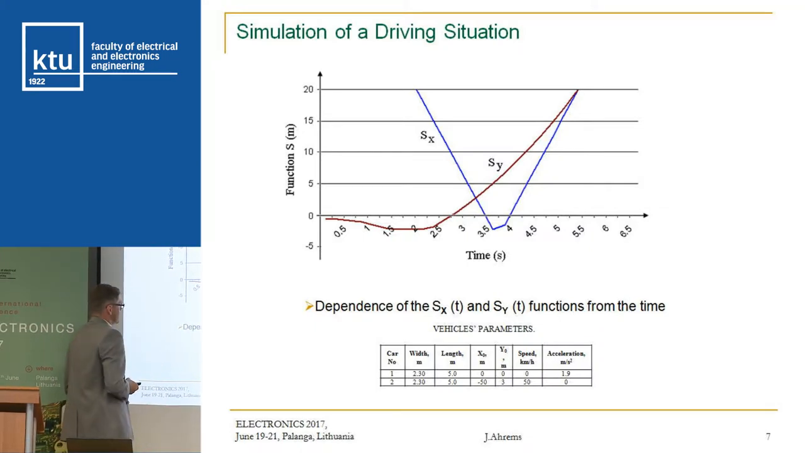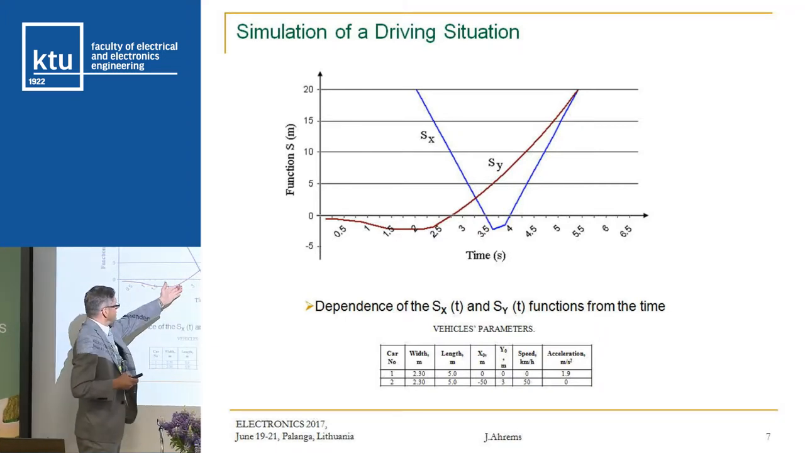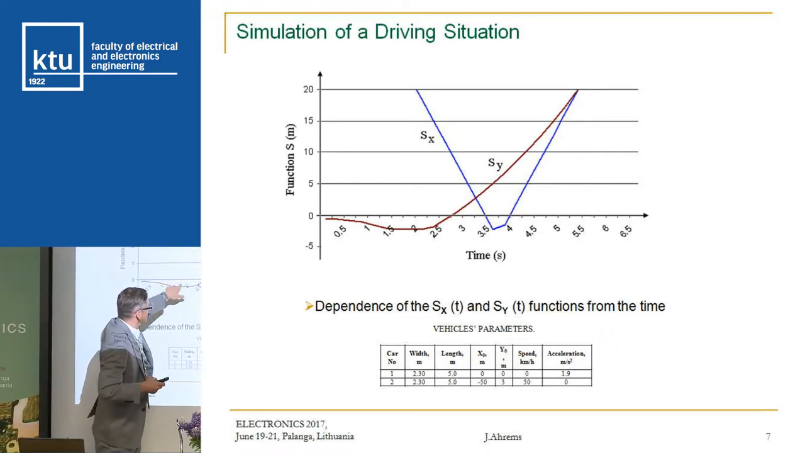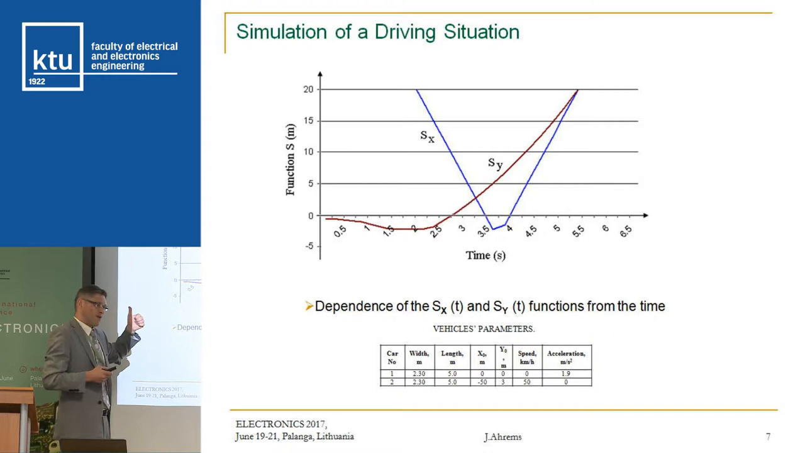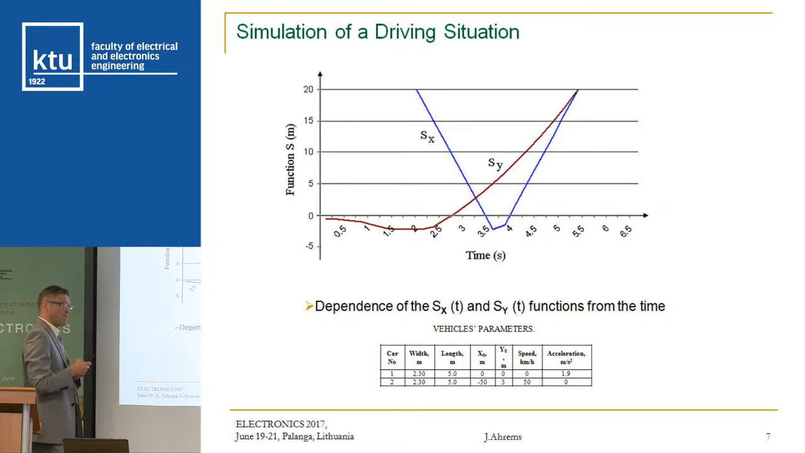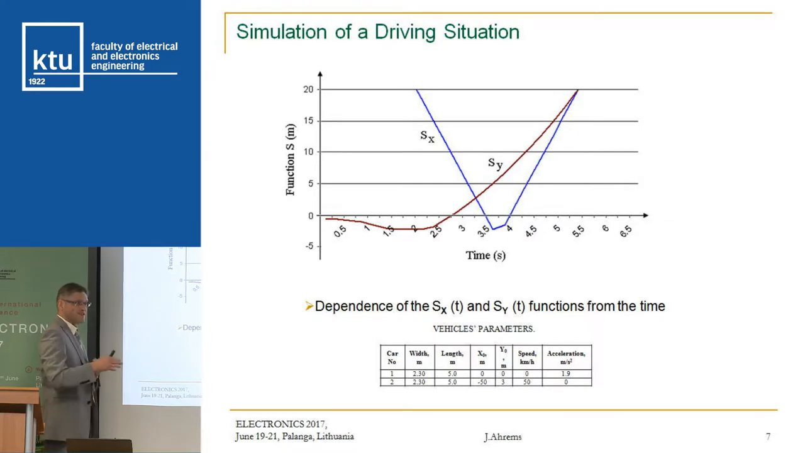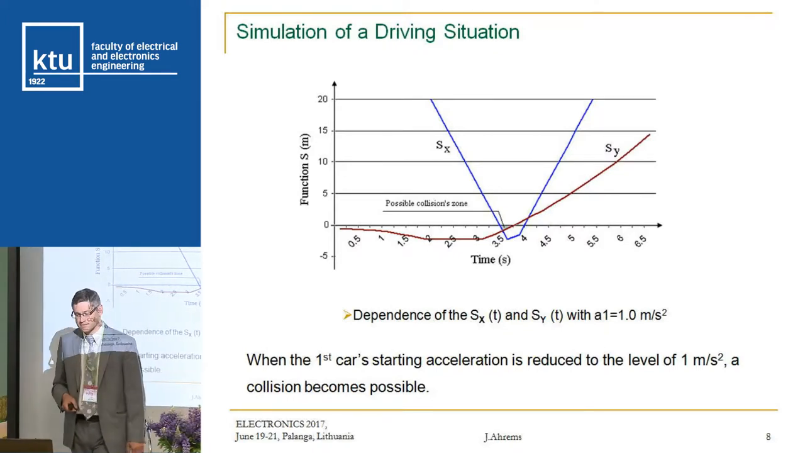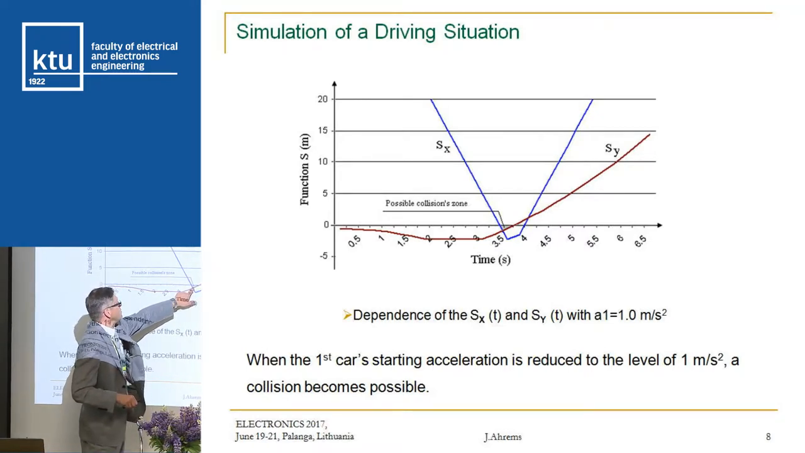You can see here the dependence of these functions on the graphs. Here at every time moment our expression is true, and the result is that we propose that the intersection passage will be safe. So if we reduce the starting acceleration twice, this is the possible collision zone.